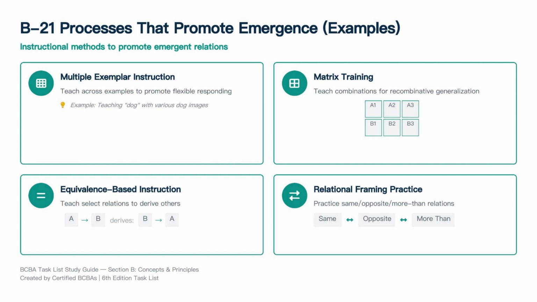To promote emergence, look for instructional methods that create rich relational networks. Multiple exemplar instruction builds flexible responding across examples. Matrix training teaches combinations to support recombinative generalization. Equivalence-based instruction teaches a subset of relations so others derive. And relational framing practice strengthens patterns like same/opposite/more than so new relations can be generated without step-by-step teaching.